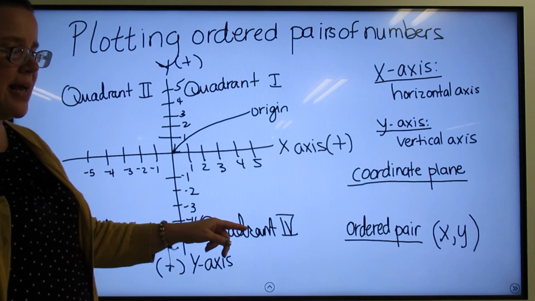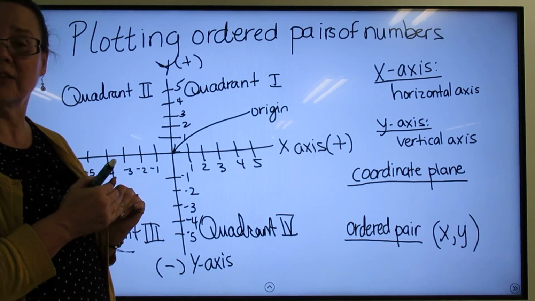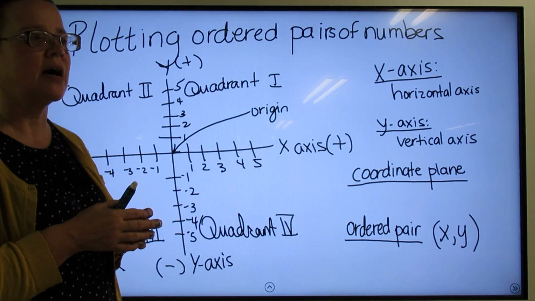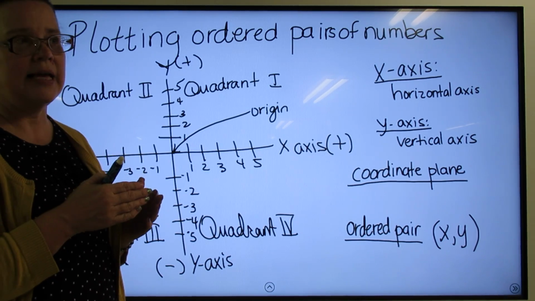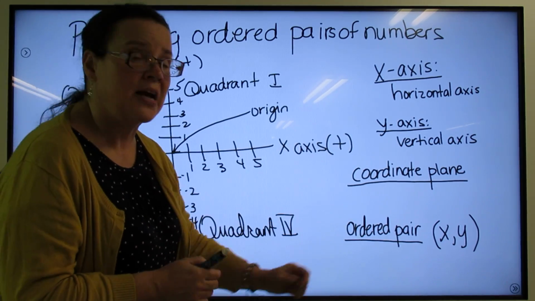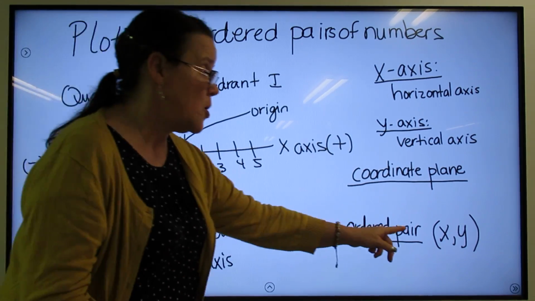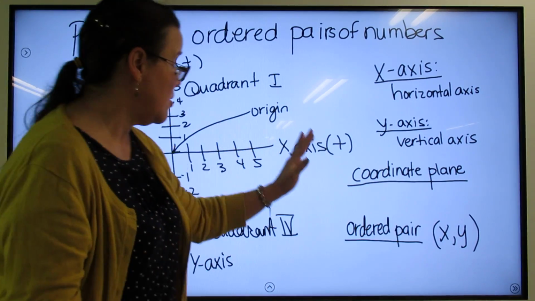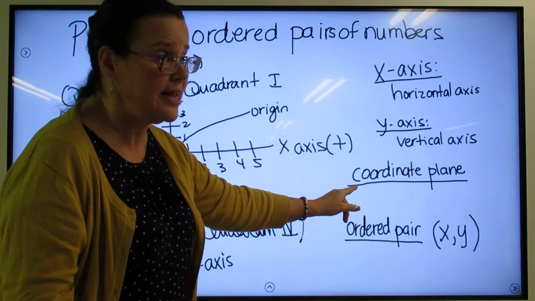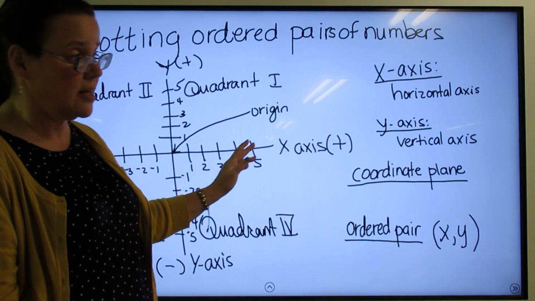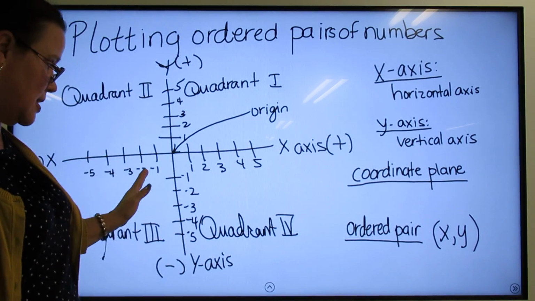And then the ordered pair is the x and the y. X always comes before y, and you're going to need to know that because we'll be talking about slope and slope-intercept form and point-slope form, and that x and y is very important to remember where they are as an ordered pair and what numbers you're going to be looking at. The whole thing is called a coordinate plane, and again, the x-axis is the horizontal line, and the y-axis is the vertical line.